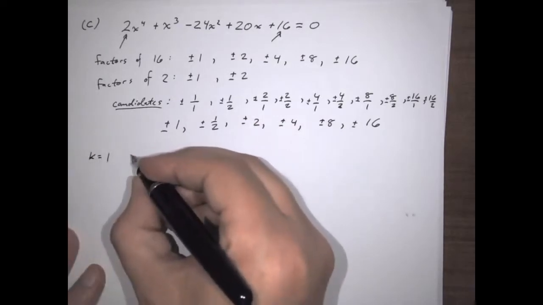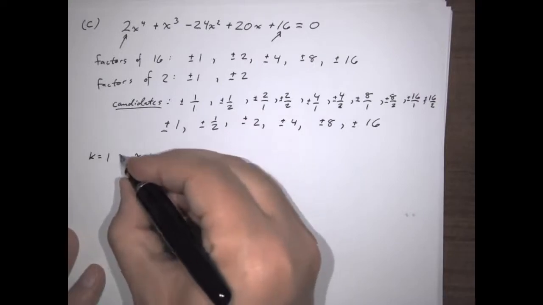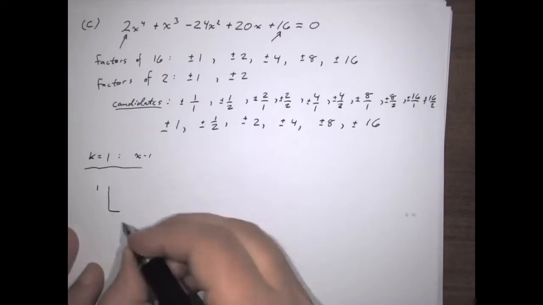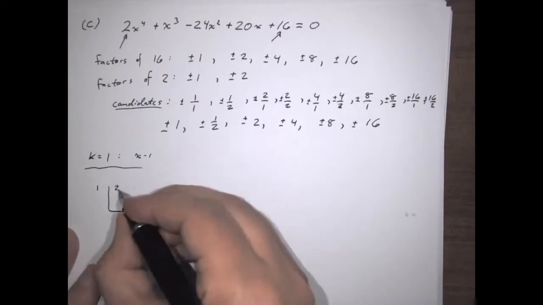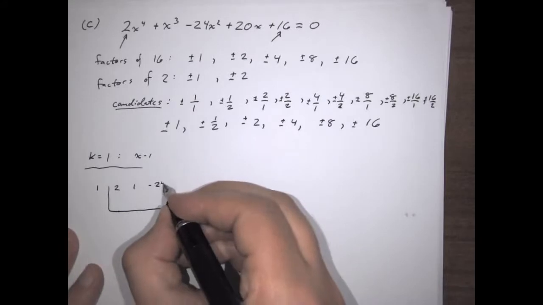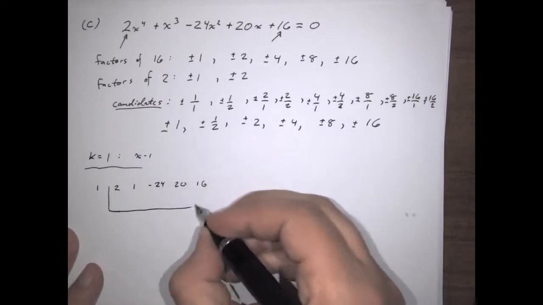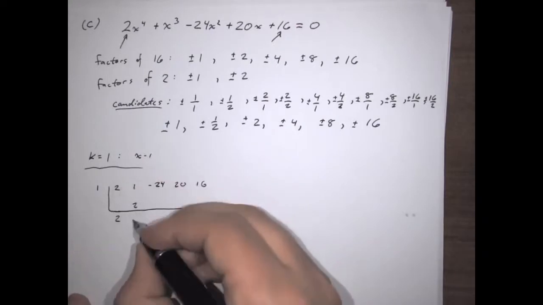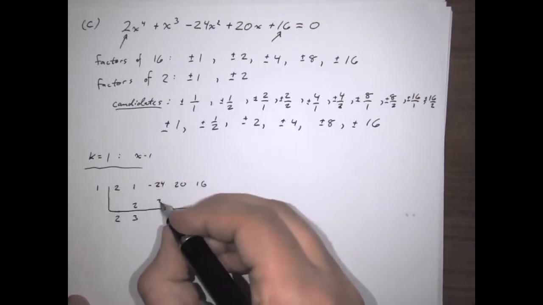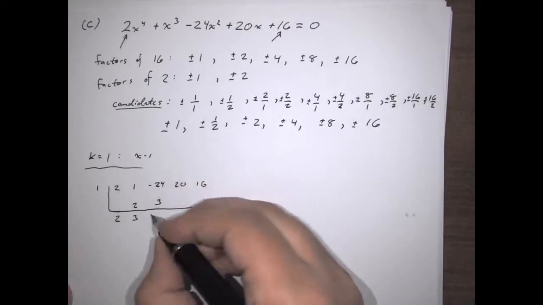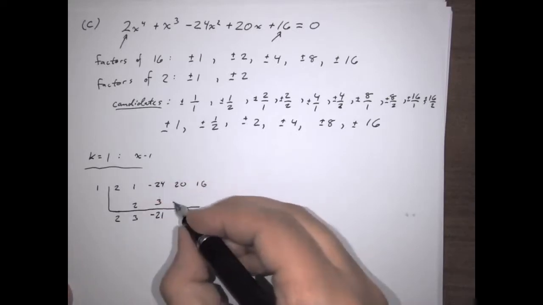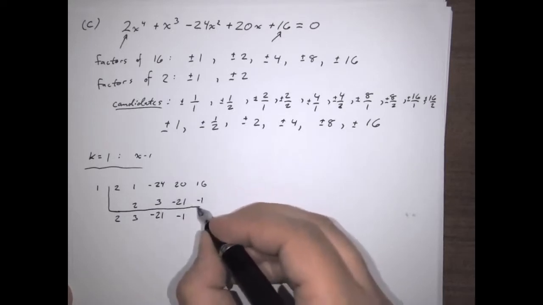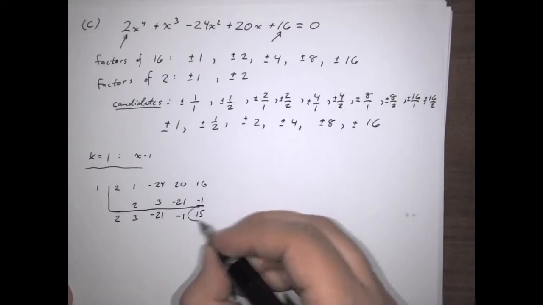So k equals 1, meaning x minus 1 will be the factor that we're talking about here. So it's going to be 1, hoping to go into 2, 1, negative 24, 20, and 16. Let's go fast. So down comes a 2, multiply, that makes a 2, add makes a 3, multiply makes a 3, add makes a negative 21, multiply makes a negative 21, add makes a negative 1, multiply makes a negative 1, add makes 15. So that's a no.